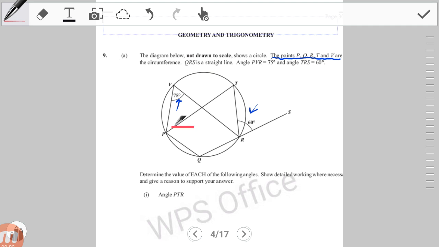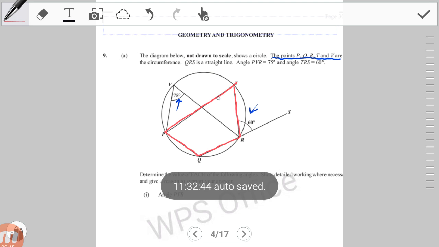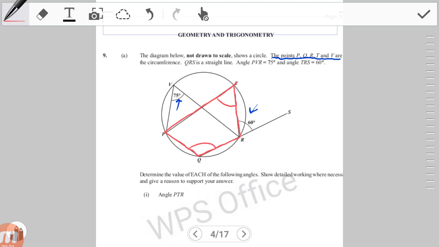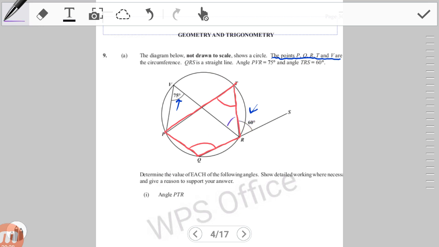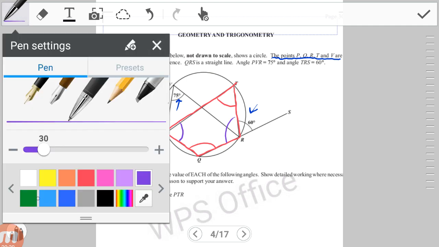So I can clearly see here that PTRQ connected back to P forms a cyclic quadrilateral, because all those 4 points are on the circumference. So right away I'll know that this angle plus this angle sums to 180. And I will also learn here that, say here, this angle, all of this and all of this will sum to 180 degrees. So that is also a clue that might help me a bit later on from now.